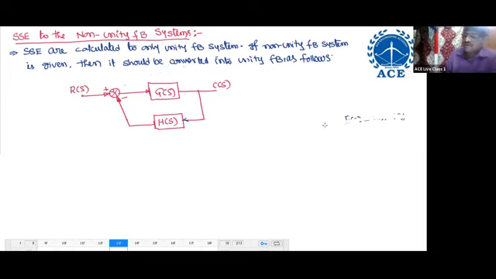How to make it unity feedback? Listen, I will add one positive feedback and one negative feedback. Listen, all of you. One positive feedback, this is plus, and one negative feedback.